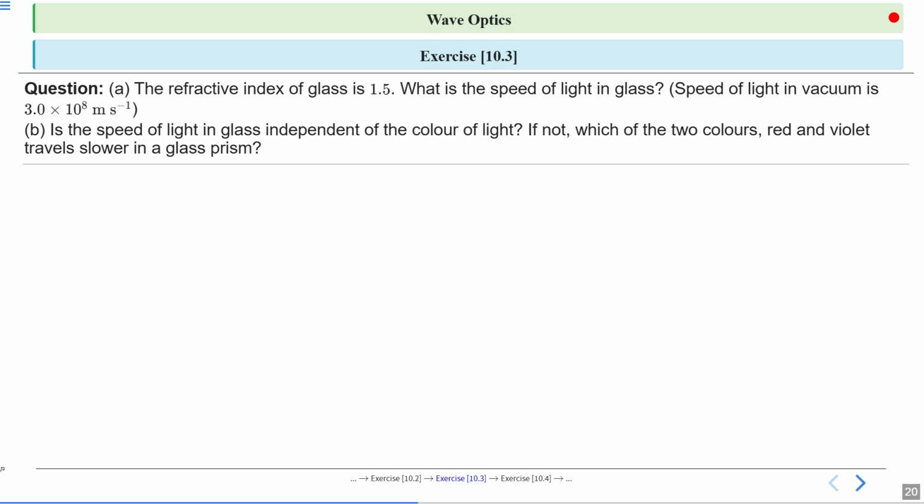This explores the concept of dispersion, where different colors of light travel at different speeds in a medium due to varying refractive indices. So the B part is: is the speed of light in glass independent of the color of light, or if not, which of the two colors, red and violet, travels slower in a glass prism?